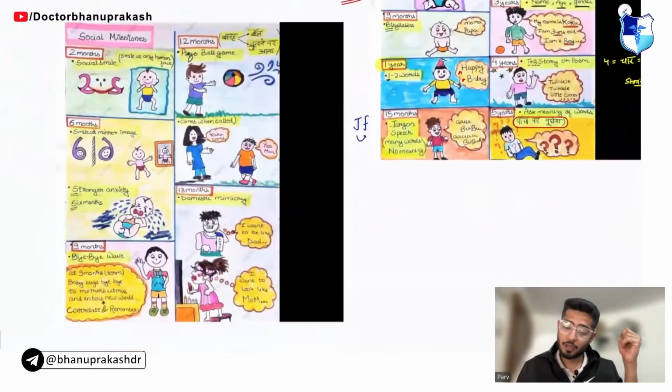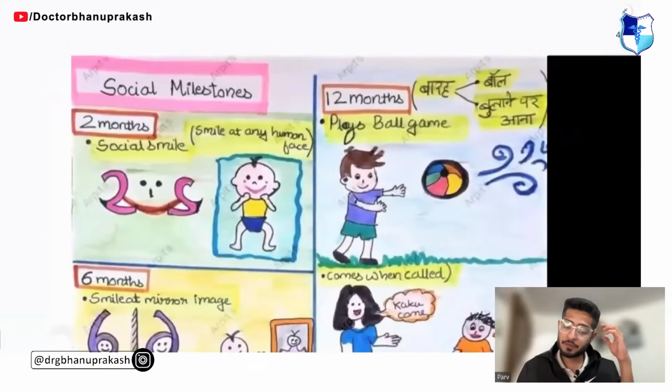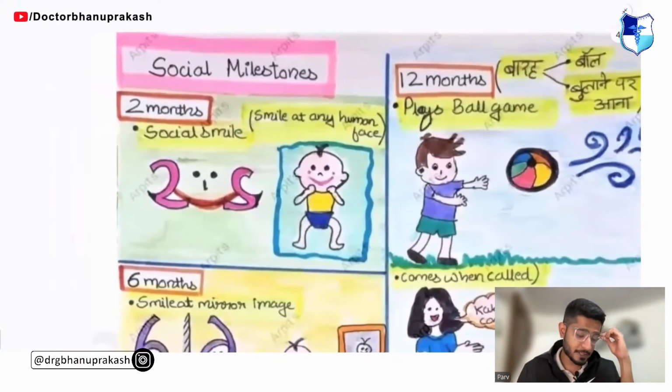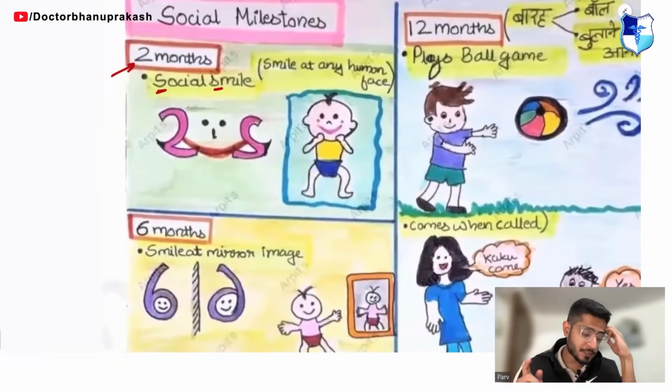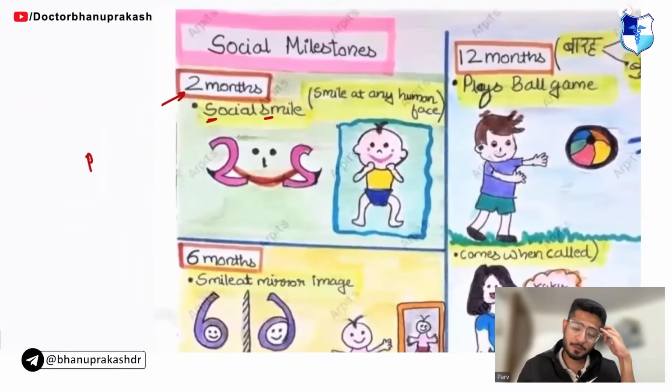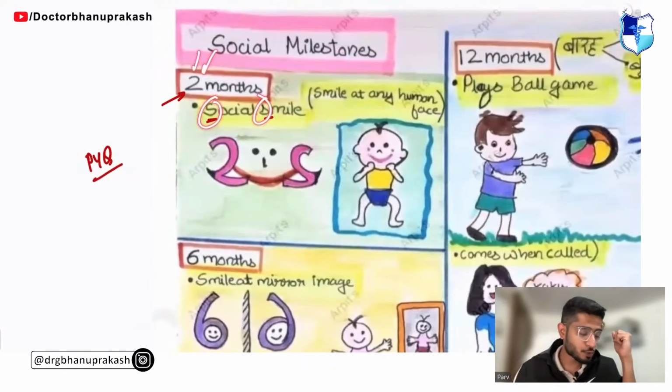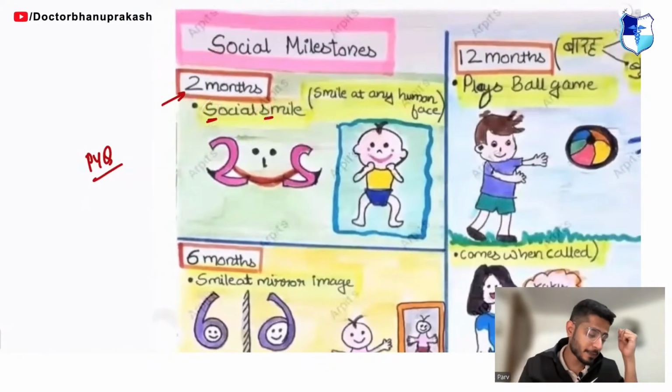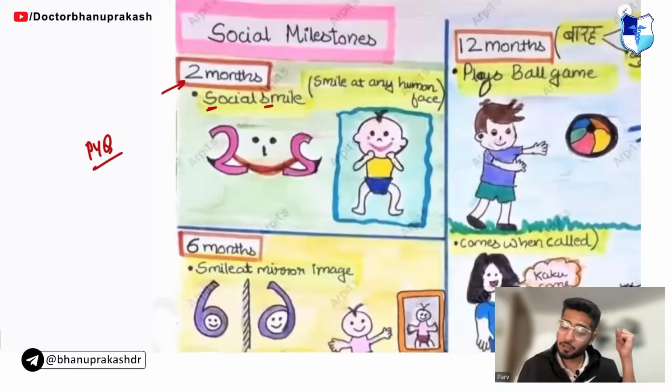Okay, chalo. Coming on to social milestones. First of all, let's understand about the smile. Very easy to understand that this is S, S for second, S for social smile. So at 2 months, you are going to have social smile. Okay, this is important. This has been asked as a previous year question as well: social smile will be at how many months? Social smile is going to be there at 2 months.